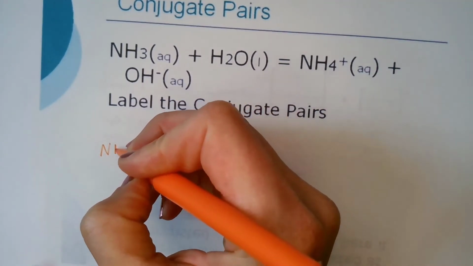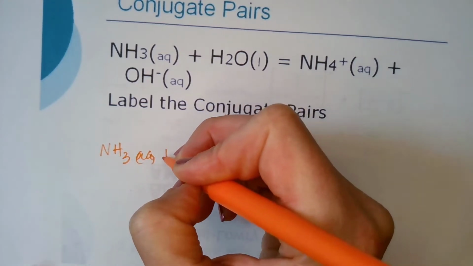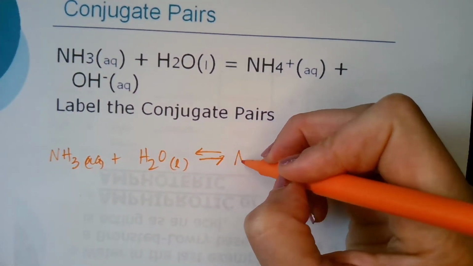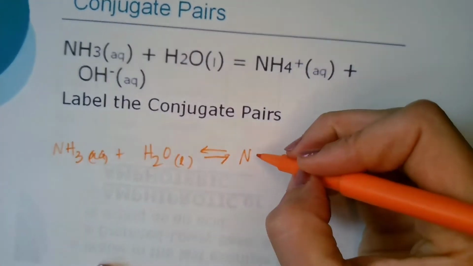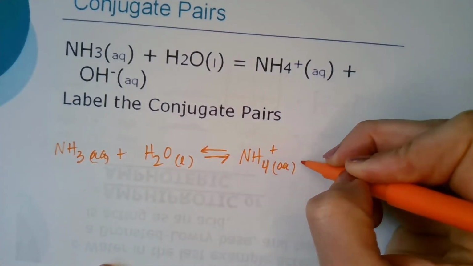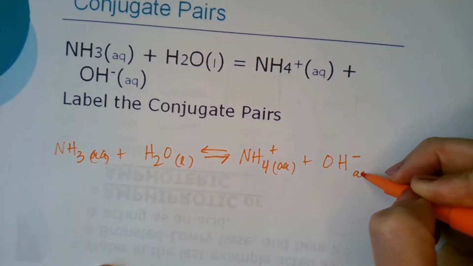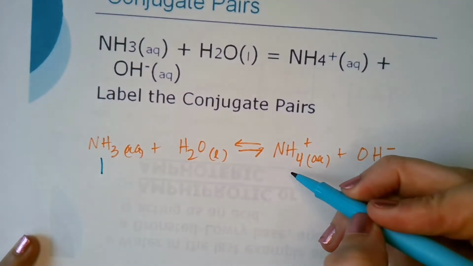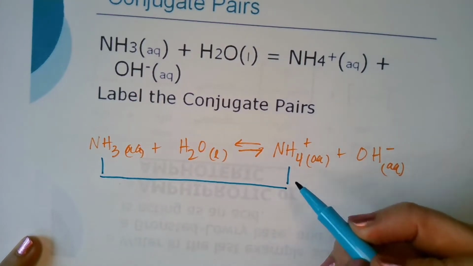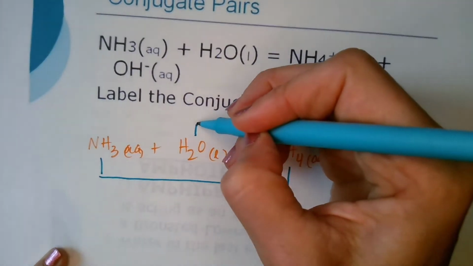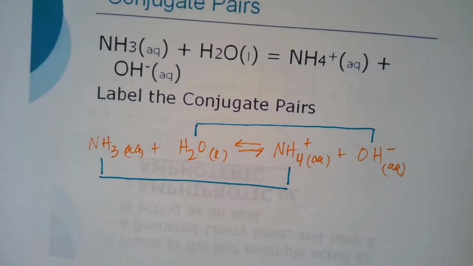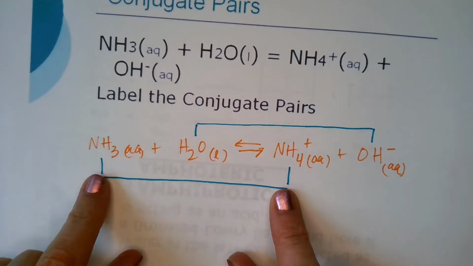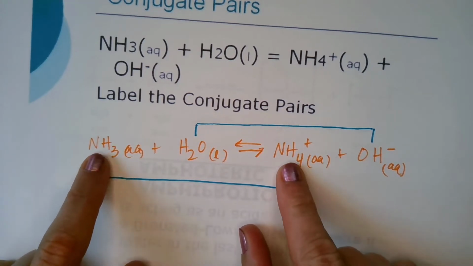Let's keep practicing by labeling our conjugate pairs. I'm just going to write this so that it's in a straight line and easier to see. If we have NH3 and water, to give us ammonium, so we have ammonia and water to give us ammonium and hydroxide. So first thing we're going to do is to find on the left side and the right side pairs that only differ by 1 hydrogen. And H2O and OH, again, only differ by 1 hydrogen. So the conjugate pairs only differ by 1 hydrogen.